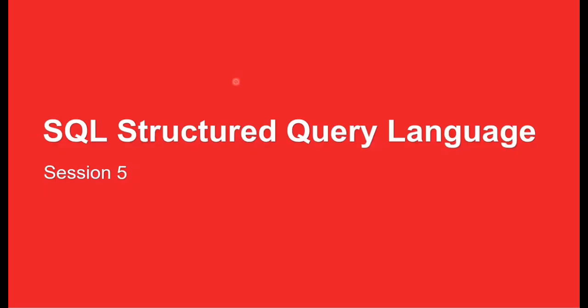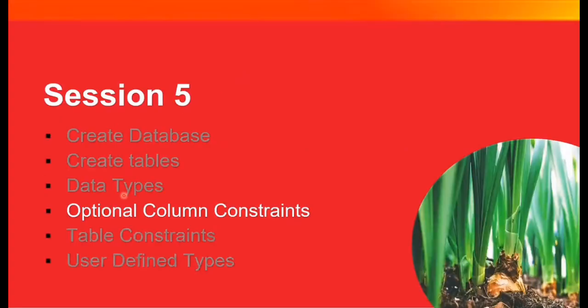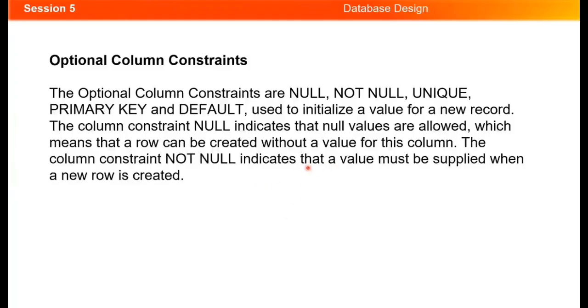This is the Introduction to SQL Programming course. We are still in session 5. In this video, we are going to look at optional column constraints. So the optional column constraints are null, not null, unique, primary key, and default.